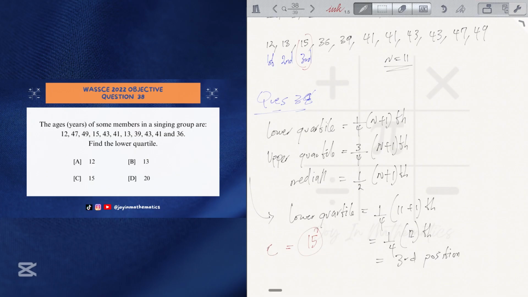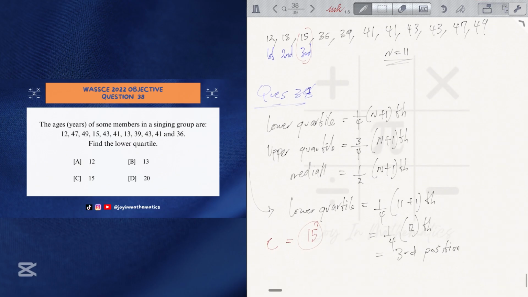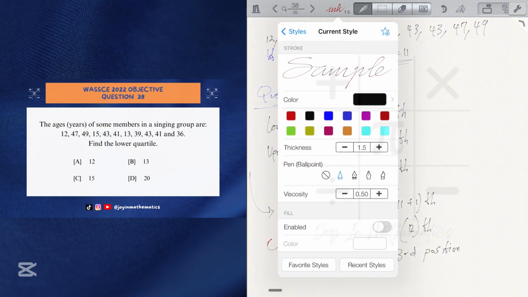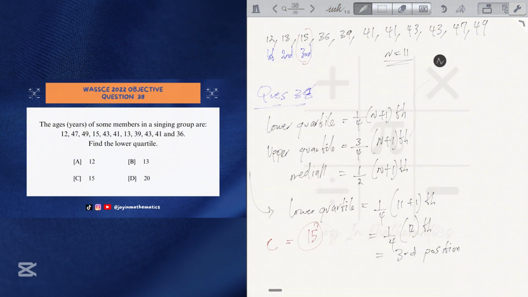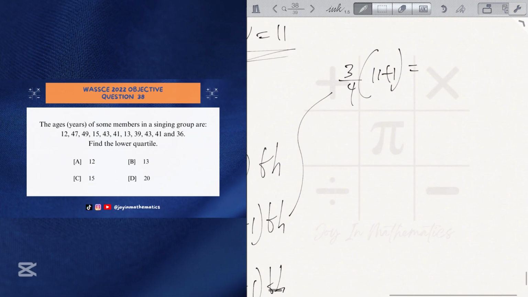Now this is very simple. In the same vein, you can just pause the video now and try to evaluate the upper quartile. So let's do that together. Upper quartile is 3/4 of (n plus 1), that's 11 plus 1, that's 12. So that's 3/4 of 12.